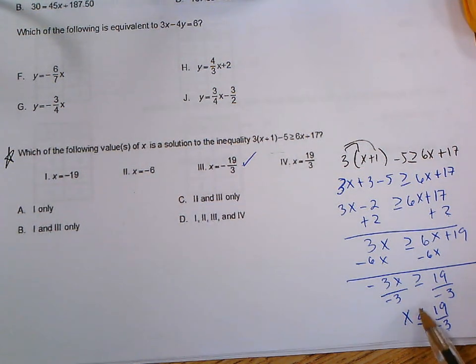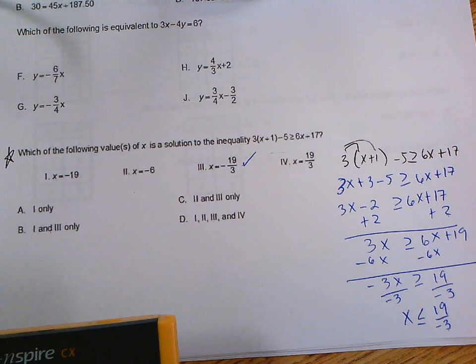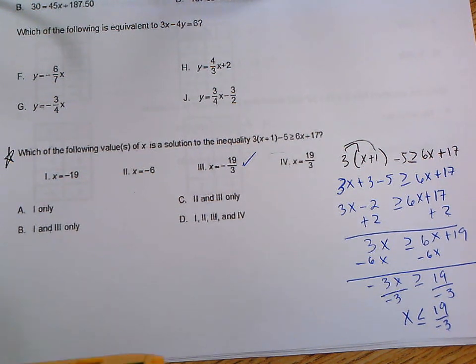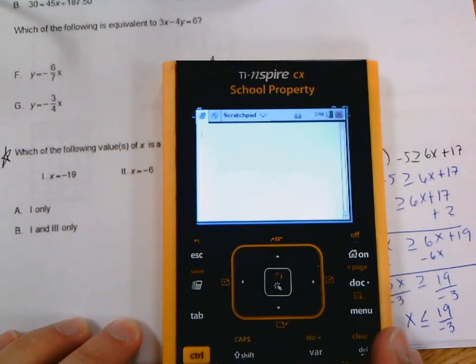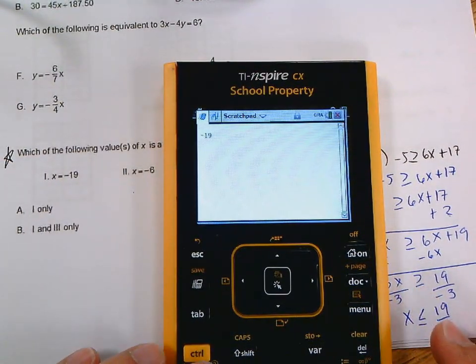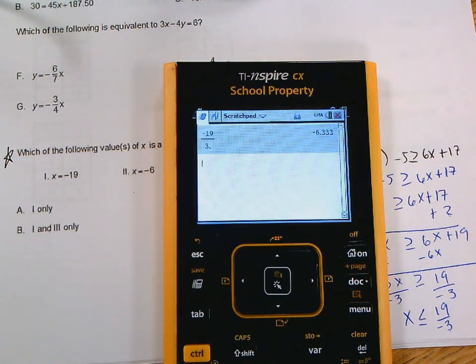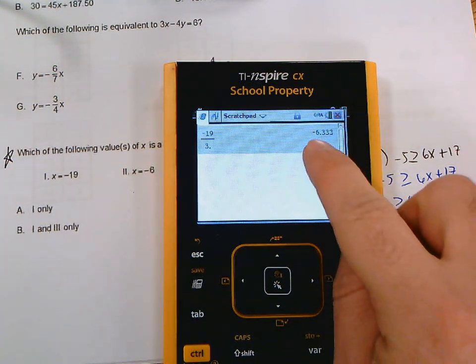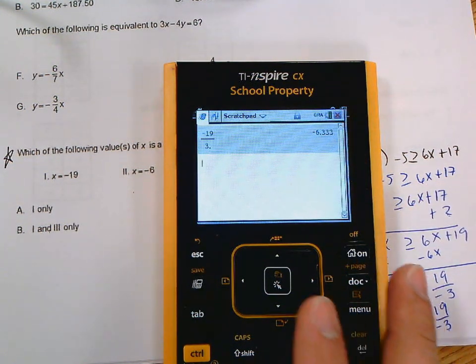And if I'm looking for anything that is less than negative 19 over 3, which I'm going to put here on the calculator, just give me a second. Let's see. So if I do negative 19 divided by 3, that gives me negative 6.333. So I'm looking for anything that is less than negative 6.333.